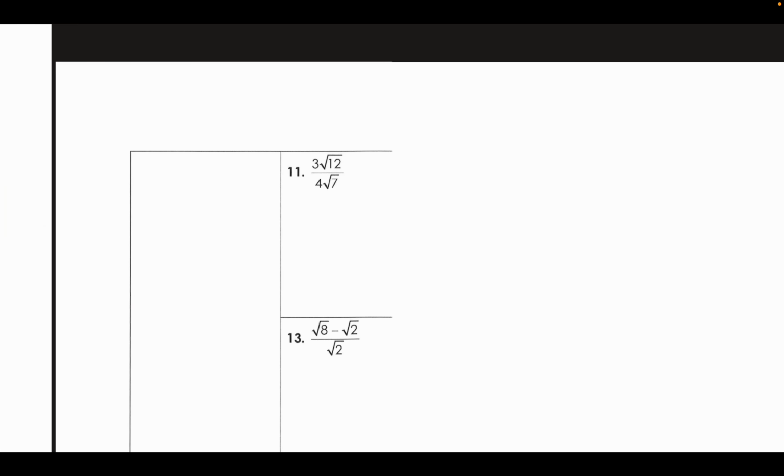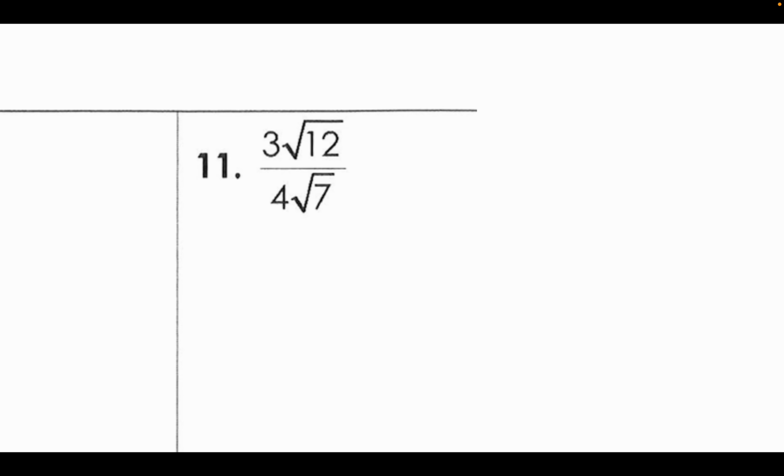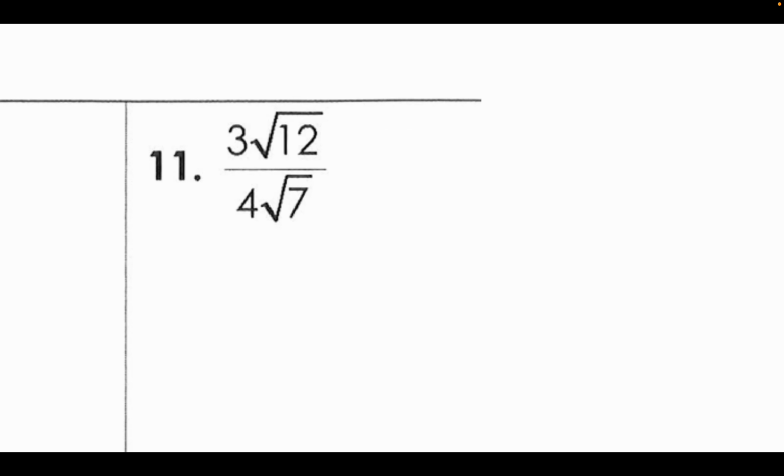Moving on to number 11. We check to see if we can simplify anything. We can't simplify the 12 and 7 inside the radical, nor can we simplify the 3 and 4 outside the radical. You might want to simplify the square root of 12 right now. Feel free to. If you don't, it's fine either way. It doesn't have an impact on this problem one way or the other.